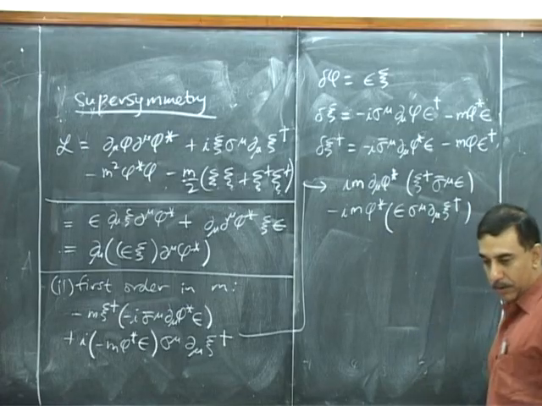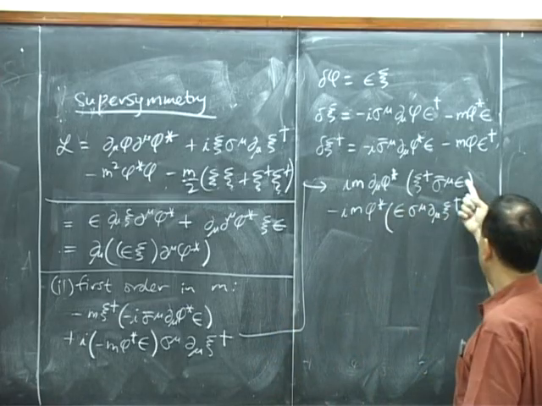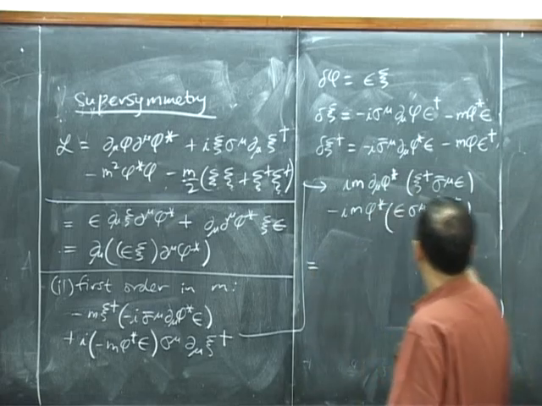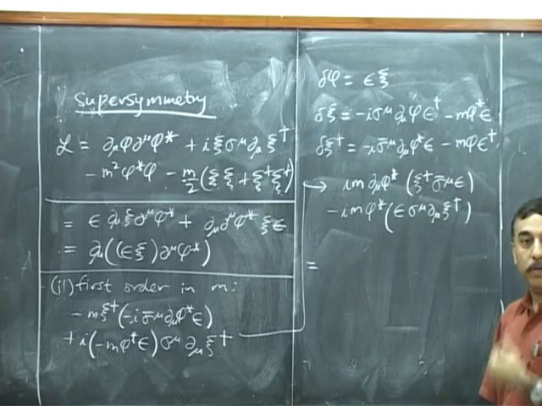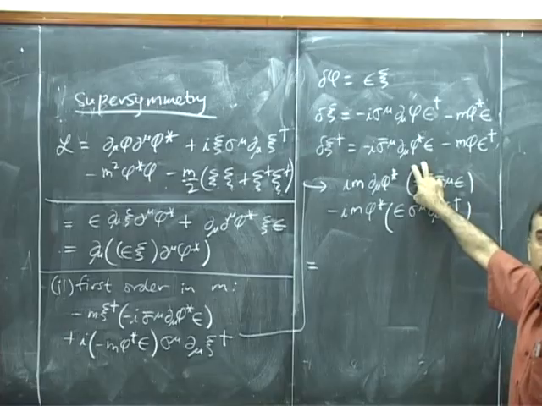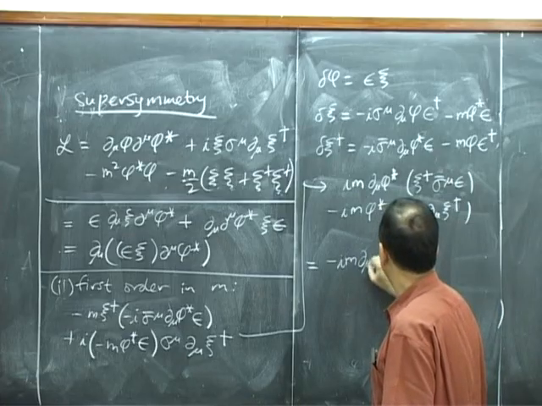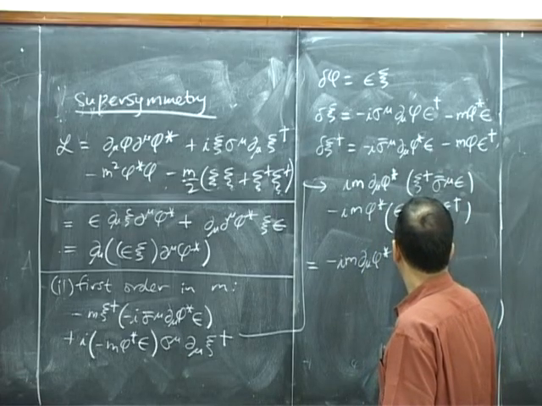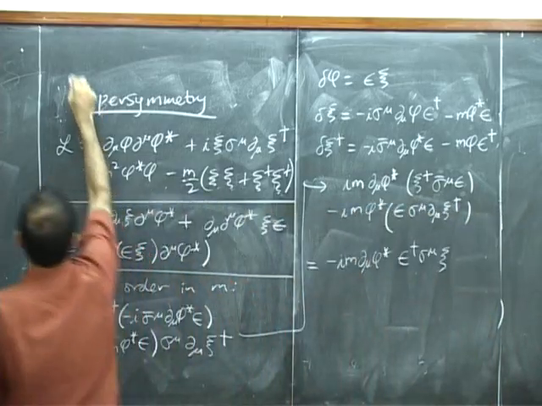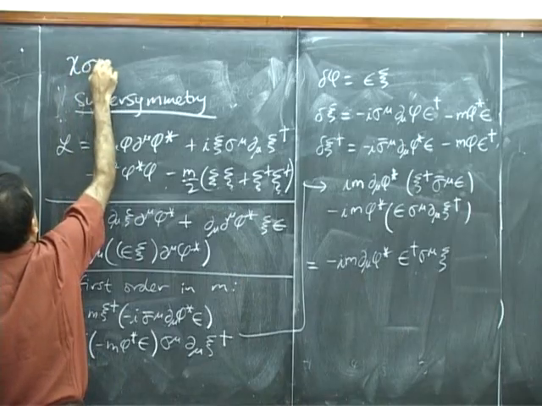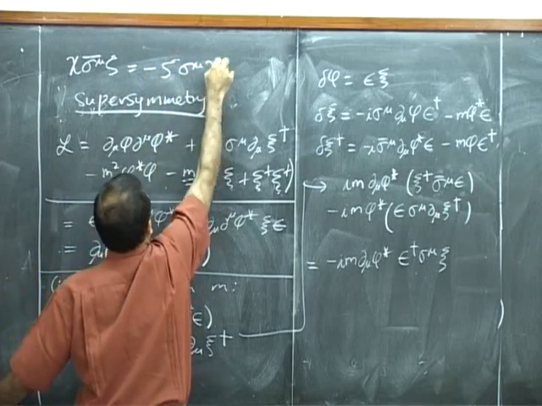And now the last thing I need to do is to reverse the order of one of them. So I'll take this one and rewrite it: a spinor times sigma bar times another spinor is minus this spinor times sigma times that spinor. That's an identity which you can prove. So it's minus i m del mu phi star epsilon dagger sigma mu. The identity I've used is chi sigma mu bar theta equals minus theta sigma mu chi.